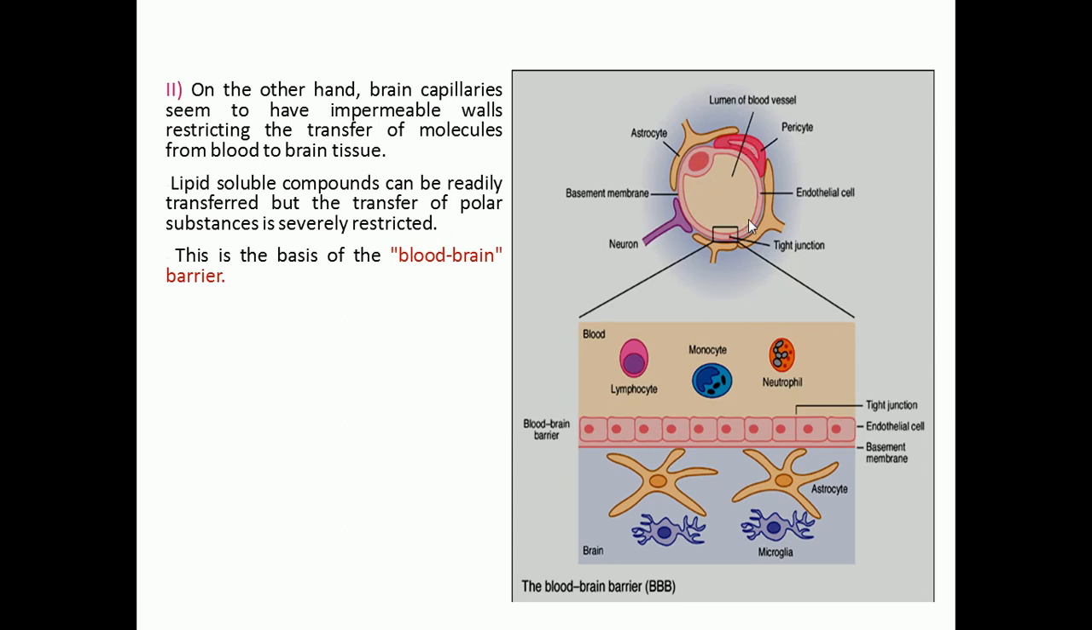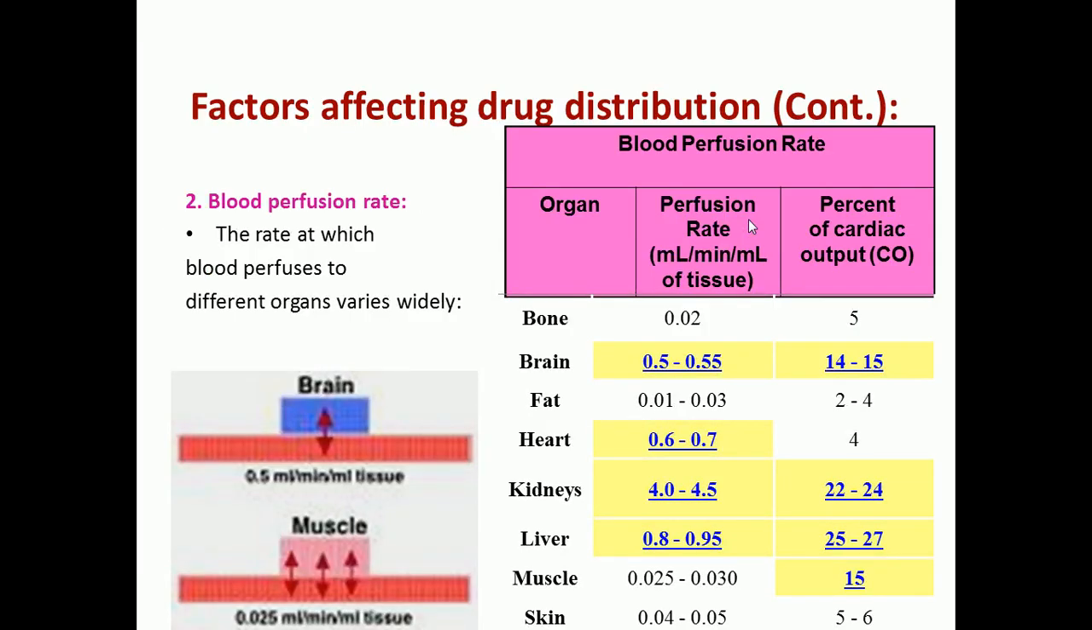So it is almost impossible for the smaller molecules to cross it. Only highly lipophilic drugs will cross these membranes. Then the second factor is blood perfusion rate. Blood perfusion rate is how fast... This is the percentage of cardiac output an organ gets.